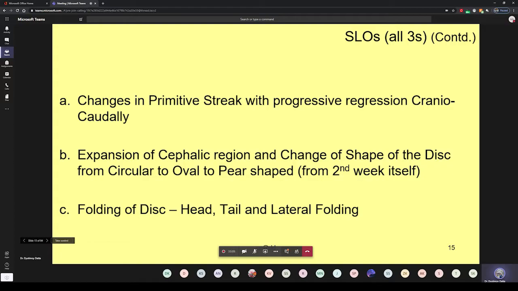What are the changes that you are seeing in the growth of the embryonic disc? Changes in the primitive streak with progressive regression in a craniocaudal direction. Expansion of the cephalic region, a change of disc shape from circular to oval to pear shape. This is actually starting from the second week and continuing. And you note the last one, that is folding of the disc, which is head, tail, and lateral folding.